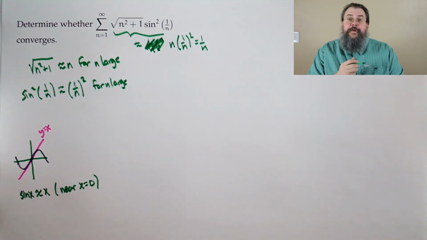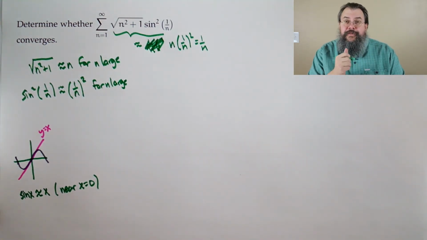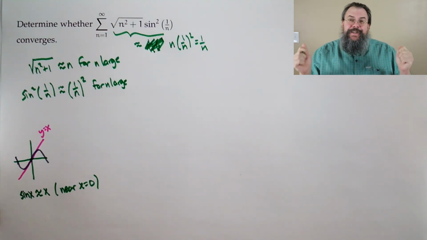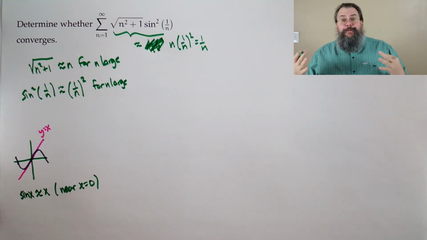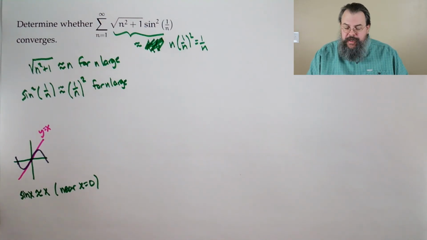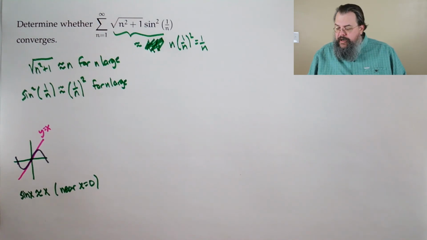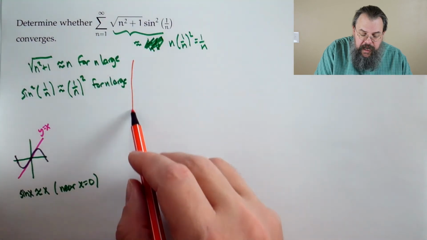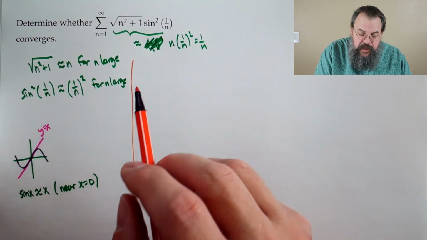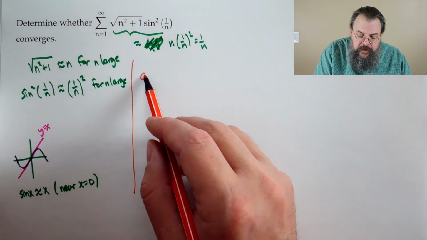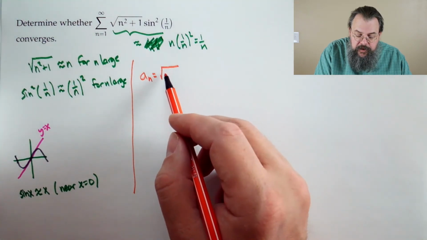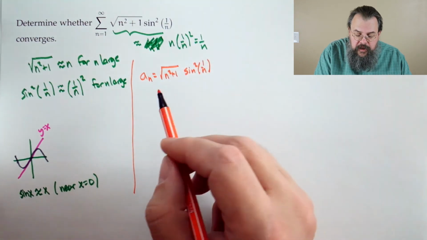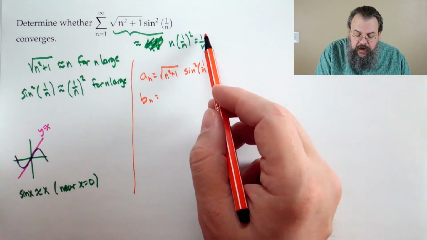All right, well, do we think that should converge or diverge? It should diverge. It's a harmonic series. We know that diverges. And we're almost done. We just got to finish by going through and dotting all our i's and crossing our t's. So what's going to happen here? So we say, okay, now we're going to let a sub n equal square root of n squared plus 1 sine squared of 1 over n. And b sub n is what we've figured out. This is our 1 over n.